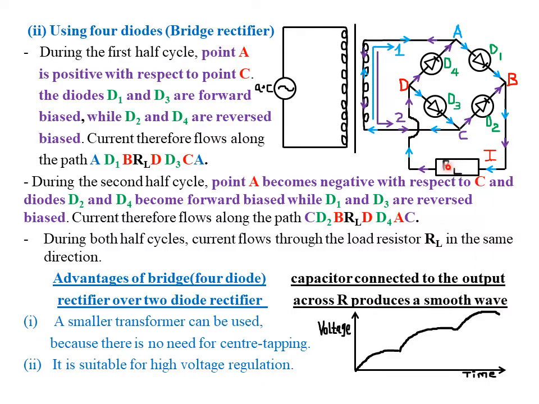So the purpose of the capacitor is to smoothen the output rectified voltage or wave. Therefore, this will be the output voltage when we connect a capacitor across the RL, our load resistor. Therefore, you can be asked to state the purpose of the capacitor in rectification. It is simply used to smoothen the output rectified wave, or to smoothen the output voltage.